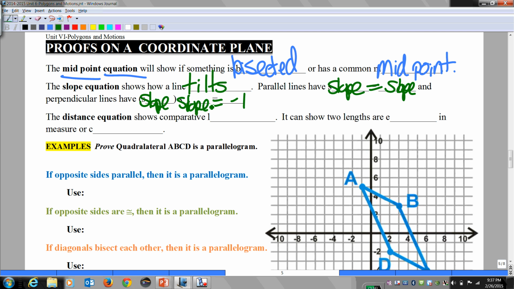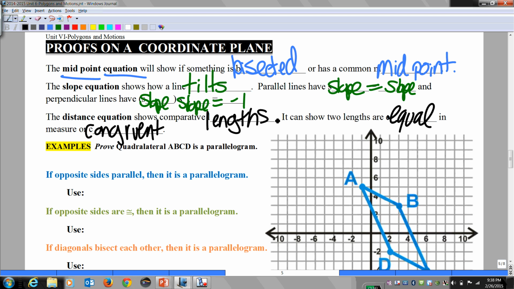The slope equation shows how a line tilts. Parallel lines have slopes that are equal. Slope equals slope. Perpendicular lines, slope times slope equals -1. The distance equation shows comparative lengths. It can show how two lengths are equal in measure or how they are congruent.